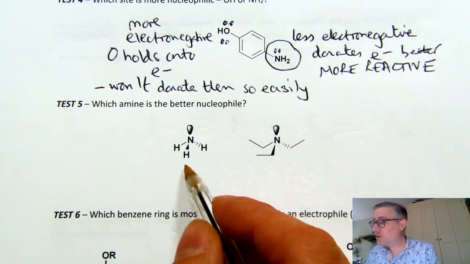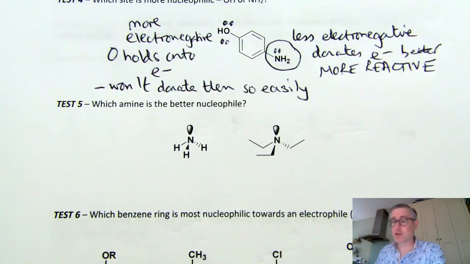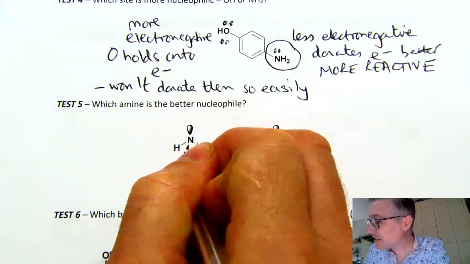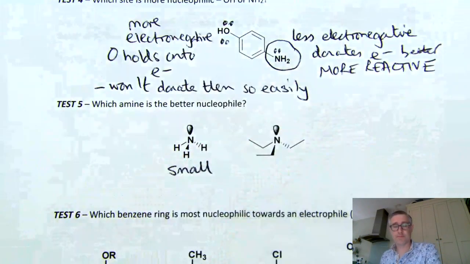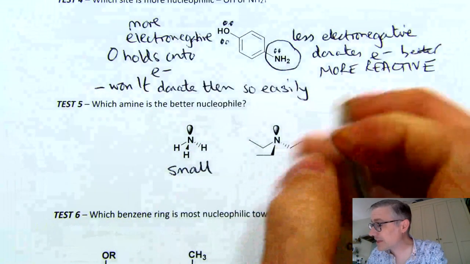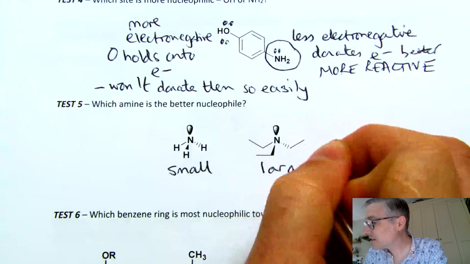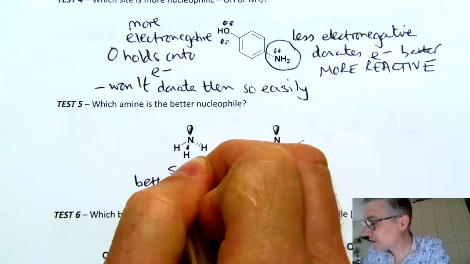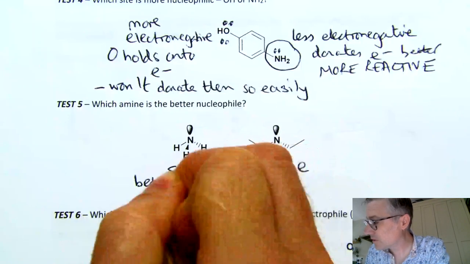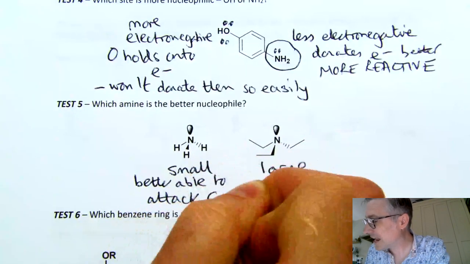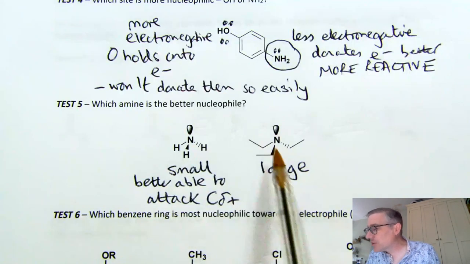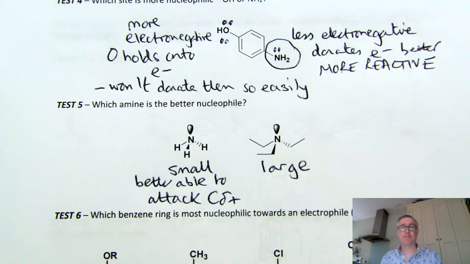Hopefully, you felt this one was the better nucleophile. This system, with 3 hydrogens attached, is small. This system with 3 ethyl groups attached is large. And the small thing is better able to attack a crowded C delta plus. So ammonia would be more nucleophilic than triethylamine.